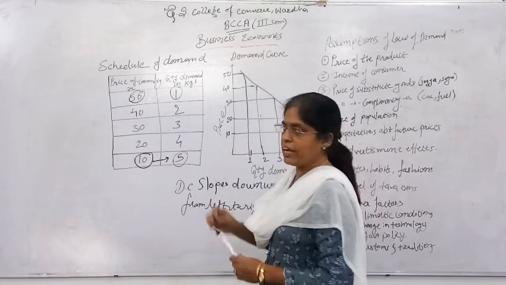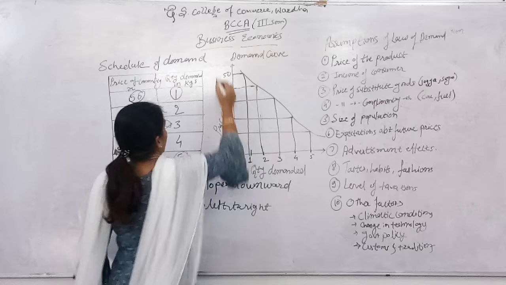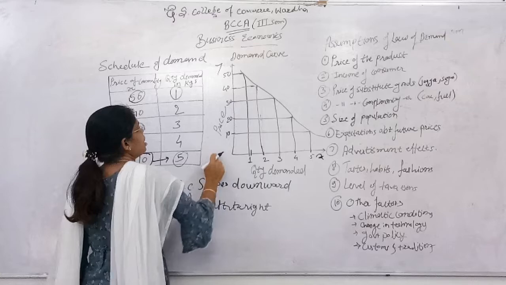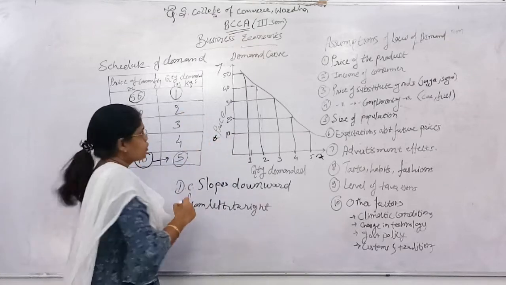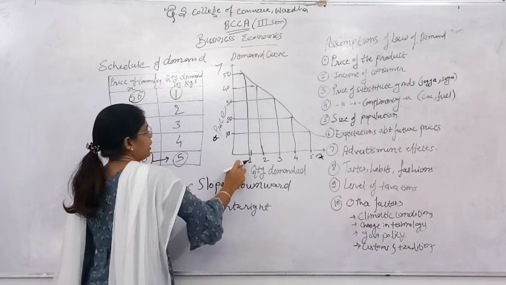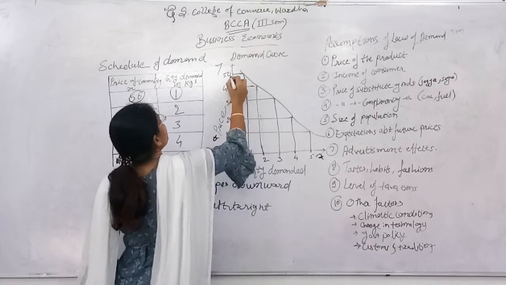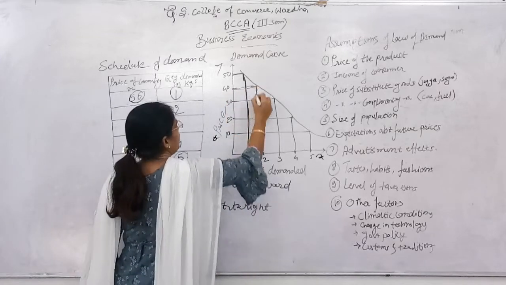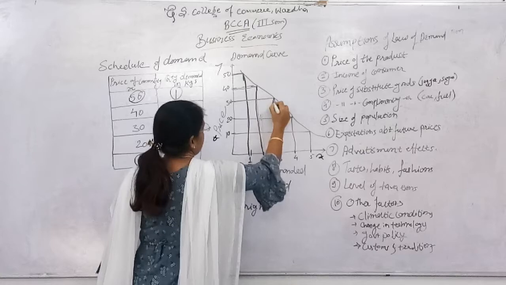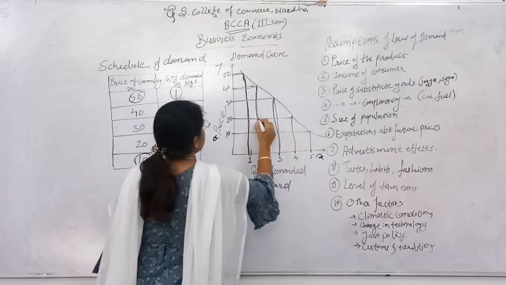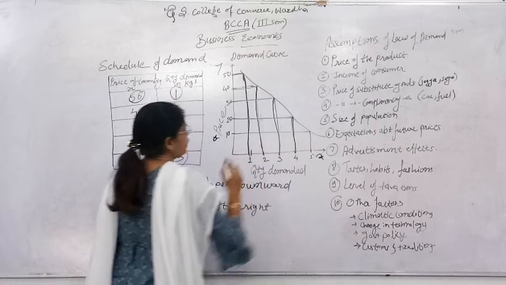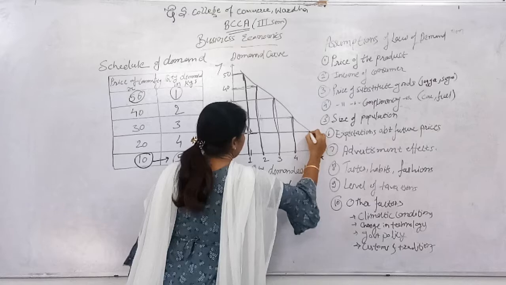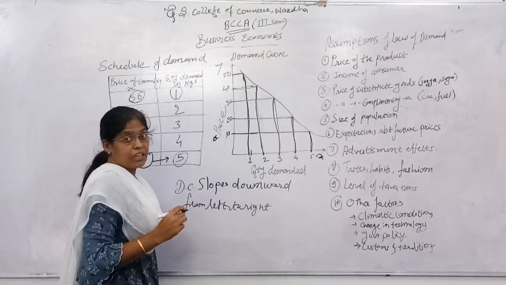The same thing here we have drawn. On the x-axis we have taken quantity demanded, and on the y-axis the price of commodity X. So when the price is 50, it is 1; when it is 40, it is 2; when it is 30, it is 3. When the price of the commodity is 20, then quantity demanded is 4. And when the price of commodity X is 10, then the quantity demanded is maximum, that is 5.